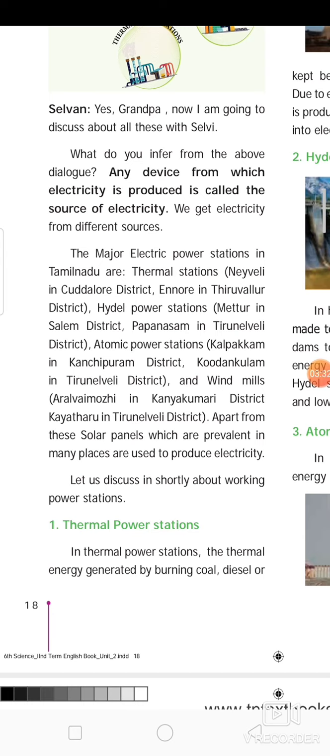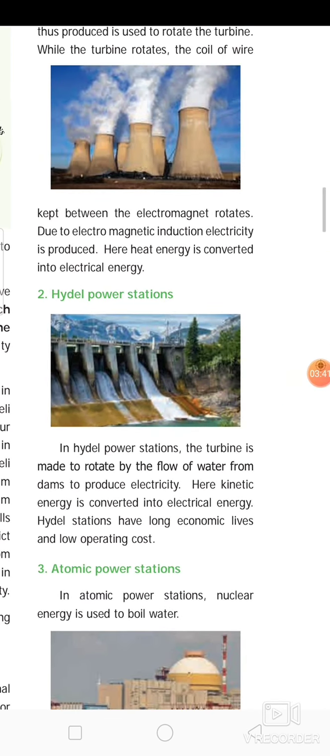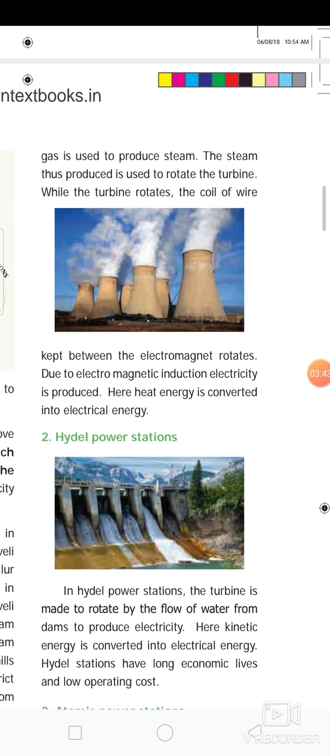In a thermal power station, the thermal energy generated by burning coal, diesel or gas is used to produce steam. See, your mother may boil water to cook rice. If she closes the boiling pot with a lid, after the steam rises, what will happen? If she doesn't notice, the lid will automatically be pushed off the pot. How does it happen? That's just because of the energy produced by the hot steam.